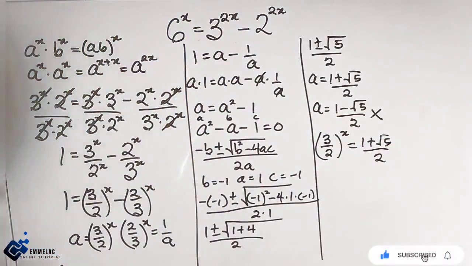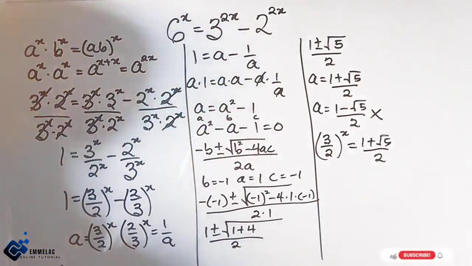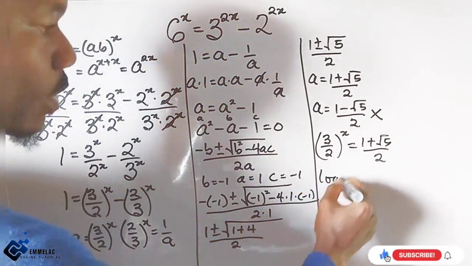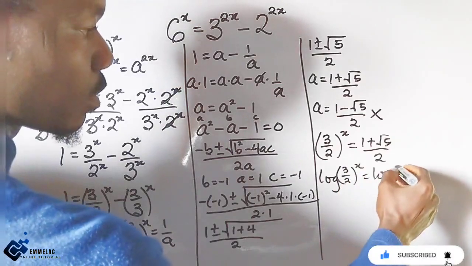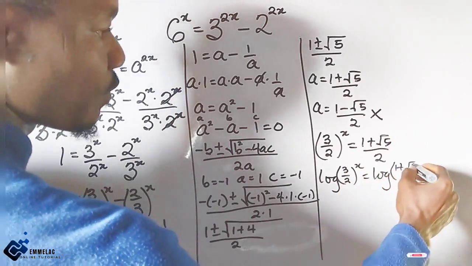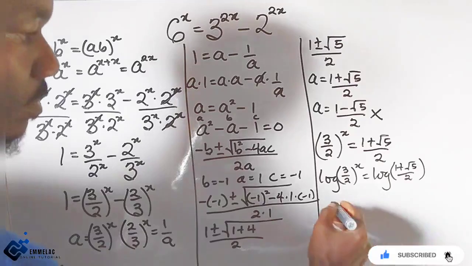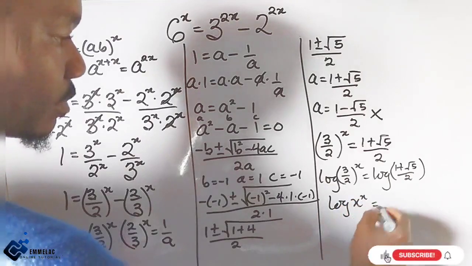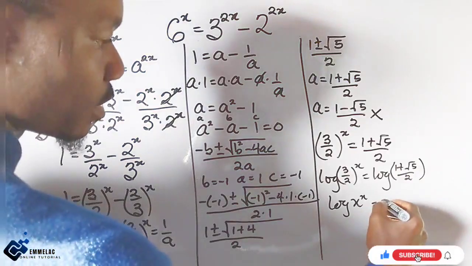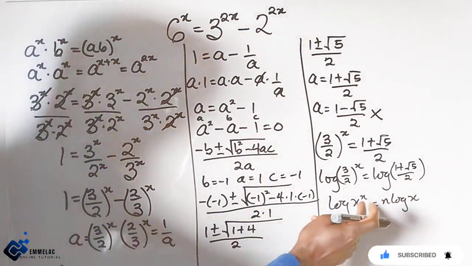At this point, what we need to do is to input our log. So here we have log of 3 over 2 all raised to the power of x equals log of 1 plus root 5 over 2. Now from here we can see, according to the law of logarithm, that when you have log of x raised to the power of n, this n becomes n log x. That is the power law.